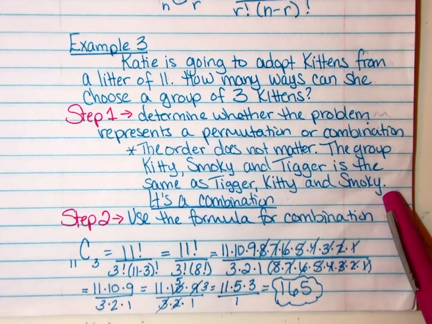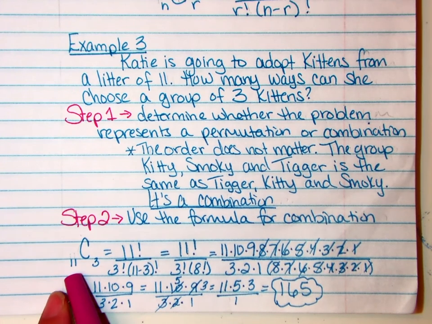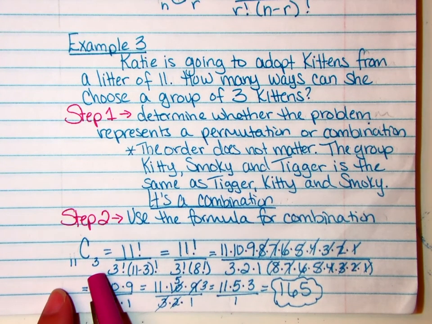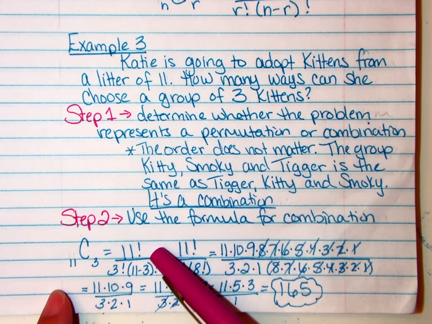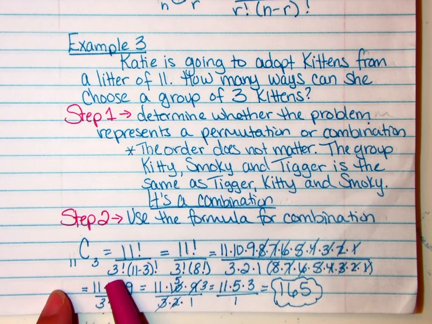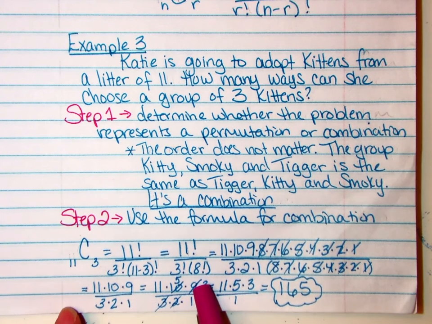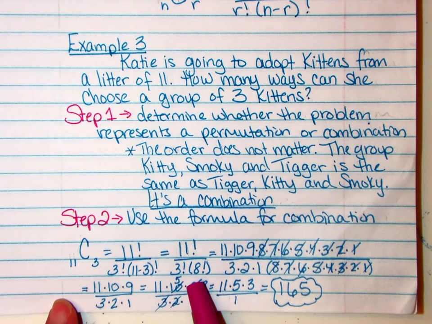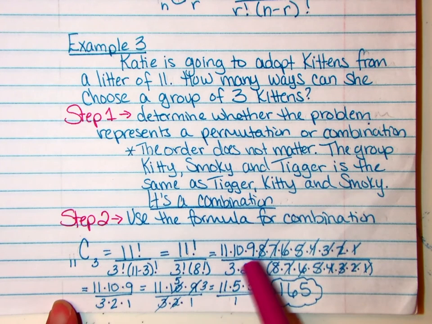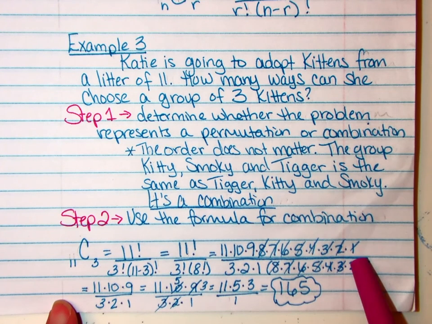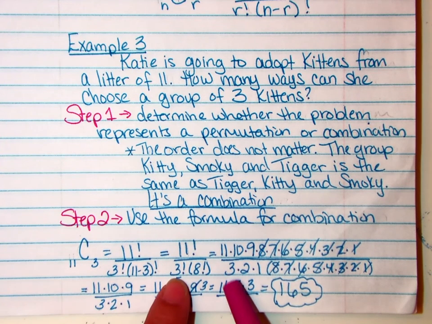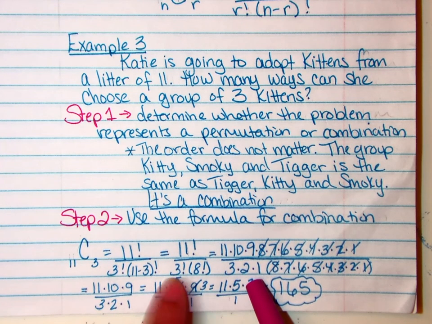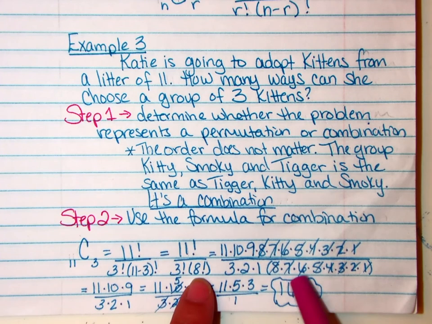Then we're just going to use our formula for step 2. We have 11 kittens and we are choosing 3. So it's 11 factorial over, remember the R factorial in the front, times 11 minus 3 factorial. If I work that out, I get 3 factorial times 8 factorial in my denominator. Now I'm just going to write it all out. So 11 times 10 times 9 all the way down to 1 over, 3 factorial is 3 times 2 times 1. And that's multiplied to the 8 factorial, which is 8 times 7 times 6 all the way down to 1.